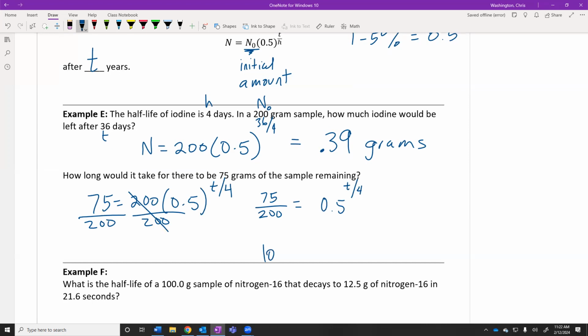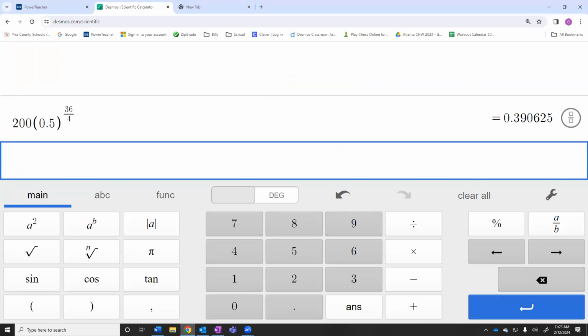We can rewrite this as a log. The base is still 0.5. The T over 4 is going to end up being over there by itself. The logarithm is always equal to the exponent. And then the 75 over 200 goes inside the parentheses. We can multiply by 4 on both sides to get T by itself. And then we can type this in our calculator 4 times.